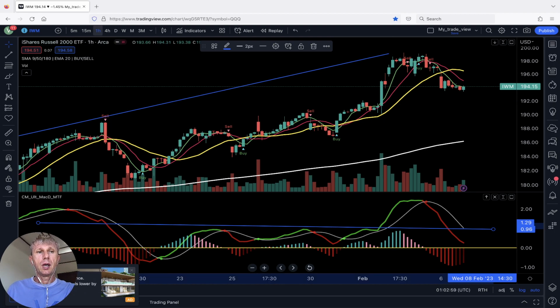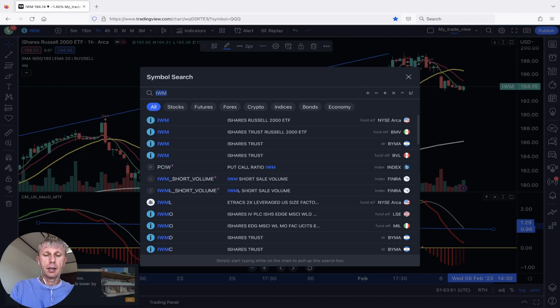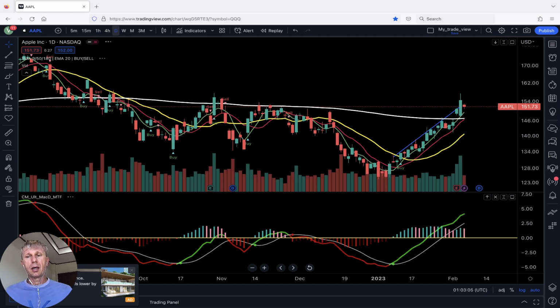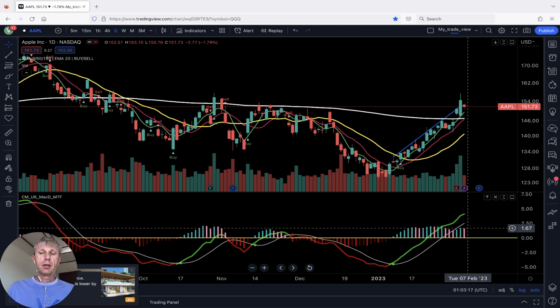Let's move to Apple. Apple daily time frame. Still above all moving averages, MA5 and 10 did bullish crossover over 200. Apple still in a bullish trend.